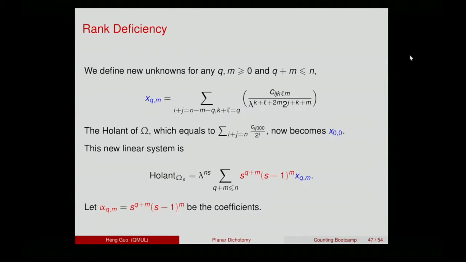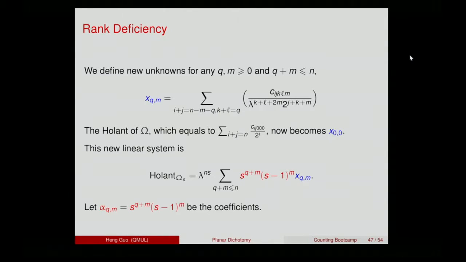And that's good enough somehow, because for x_qm, we can define this x_qm, which is to let k plus l be q and m is m, and i plus j will be n minus them. And the original Holant value is just the sum over this i plus j equals n of C_ij 0,0 and such. This is exactly x_00. And so if we can solve this x_00, then we can also recover the original value.